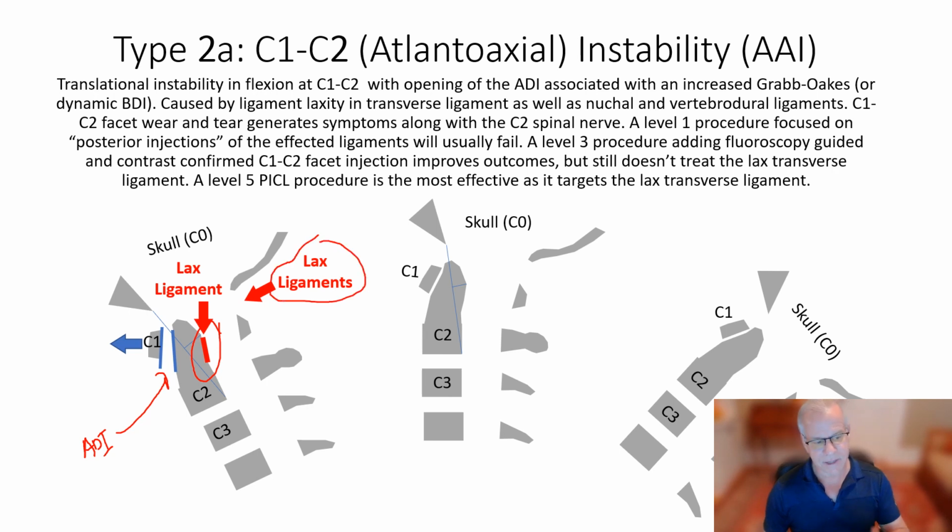And you can also have some lax ligaments back here. So if you just had this problem, which is going to show up as an increased Grabb-Oakes or a dynamic BDI, basion-dens interval, then you can try some posterior prolo, but it's probably not going to work because the transverse ligament is the strongest ligament in the body. So that can only be reached as a level 5 procedure from the front during PICL. So again, lax transverse ligament, a type 2A.